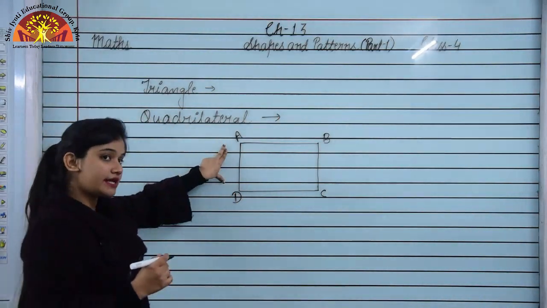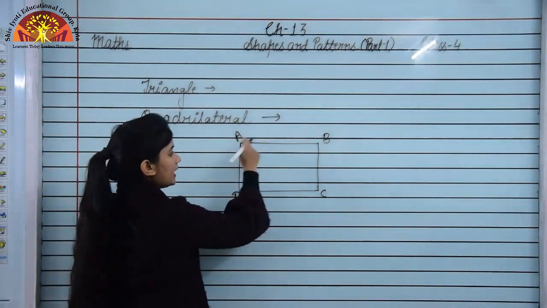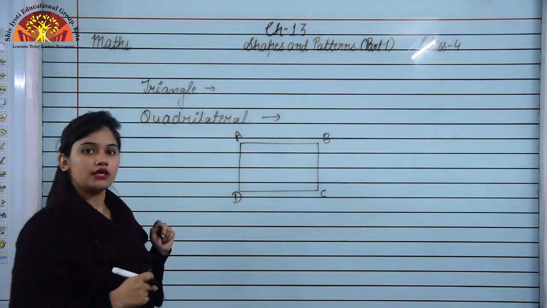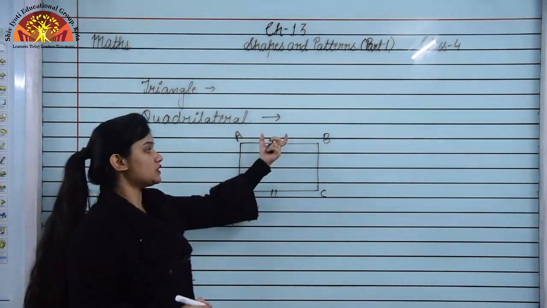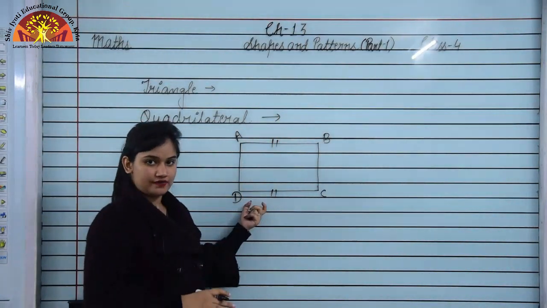So here in this rectangle we have two opposite sides, that is AB and CD. These two sides will be equal. Okay, this side will be equal to this one. If it is 5 centimeter, then side CD will also be 5 centimeter.